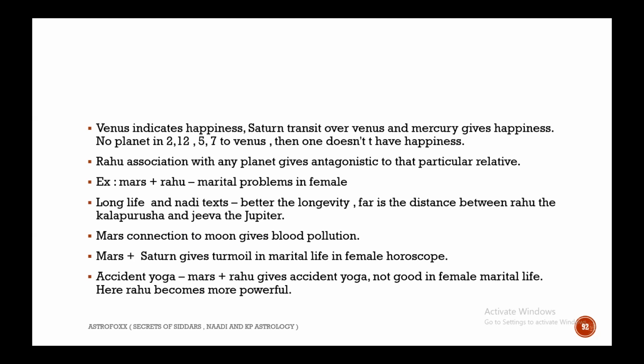Mars plus Saturn gives turmoil, especially in a female chart in marital life, because Mars is the karaka for husband. It will lead to divorce if this Mars is again connected to Rahu and Saturn is again connected to Ketu, or Saturn is connected to Rahu and Mars is connected to Ketu. Means the karaka and the planet simultaneously getting connected to the nodes is not a welcome factor. Accident yoga, I already told you, Mars plus Rahu gives accident yoga, not good in female marital life. Here Rahu becomes more powerful.